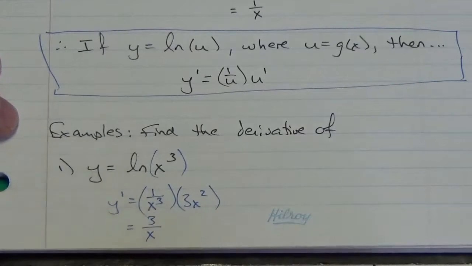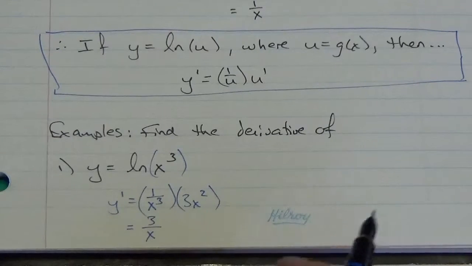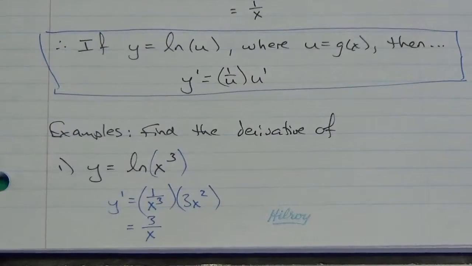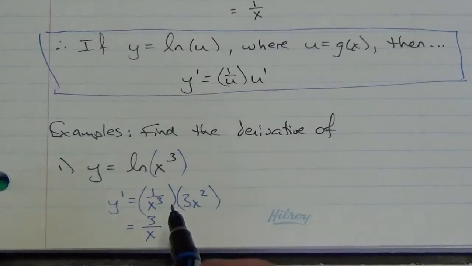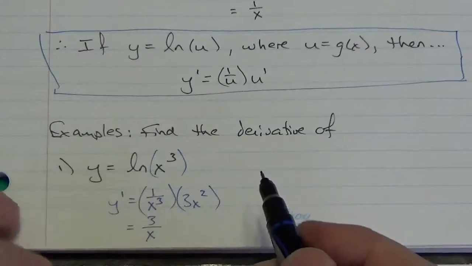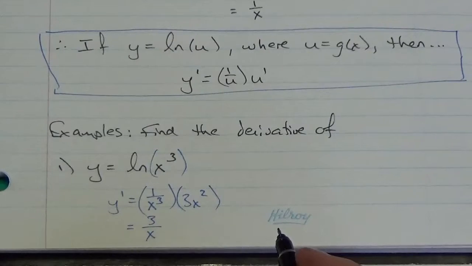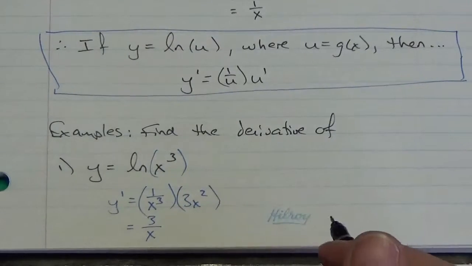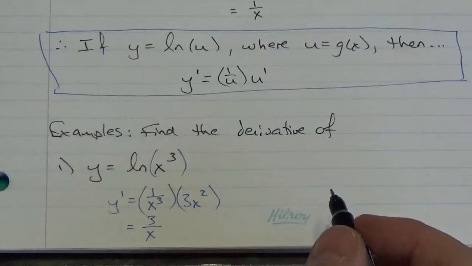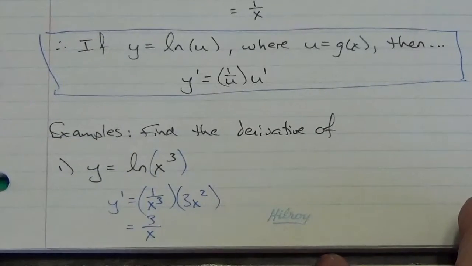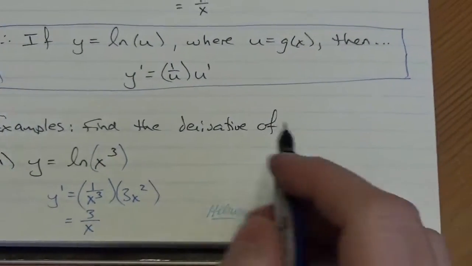I can cancel the two factors of x in the numerator with the two factors of x down there. Now I can do that so long as x is not equal to 0. But that restriction is already implied by the fact that I'm taking the natural logarithm of it. It couldn't equal 0 anyway, because that is excluded from the domain of the logarithmic function. So there we go. y prime is equal to 3 over x.